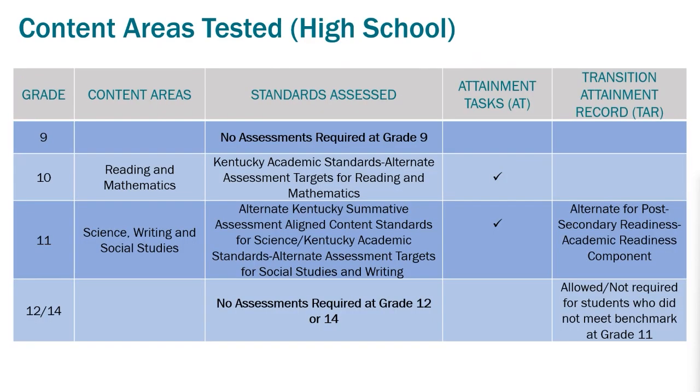This slide looks at the high school content areas to be assessed. If you will note in bold, grade 9 and grade 12 and 14 do not have attainment tasks administered at those grades. Nothing is assessed at grade 9, and only the TAR is available for those who choose to take it at grade 12 or 14. There will be field tests in each content area tested at the various grade levels.